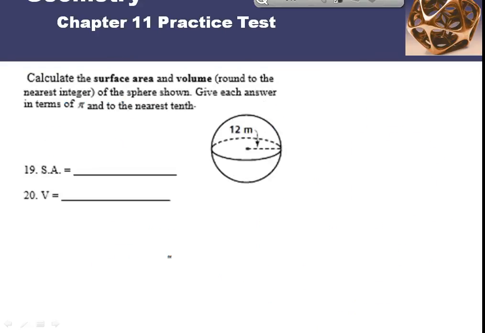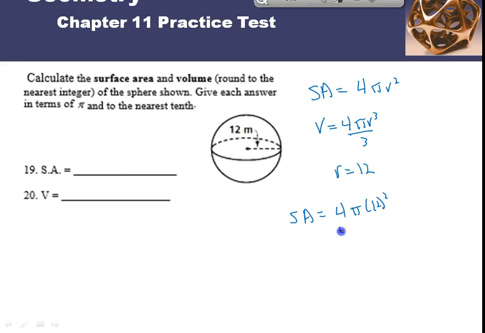So here's 19 and 20. This is surface area and volume of a sphere. For a sphere, the formulas are surface area is 4 pi r squared, and the volume is 4 pi r cubed divided by 3. And the radius is 12. So my surface area is going to be 4 pi 12 squared. So that's 4 pi times 144.